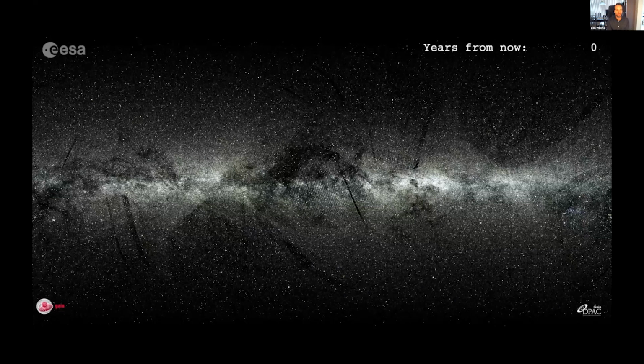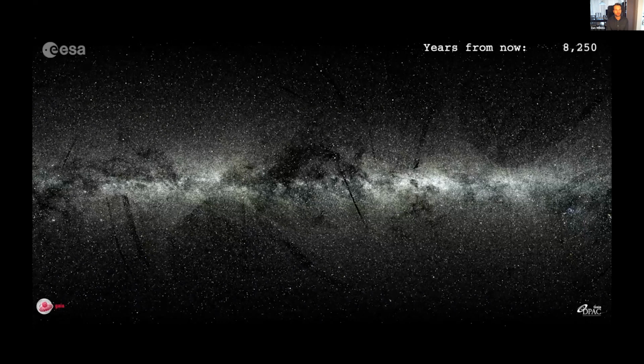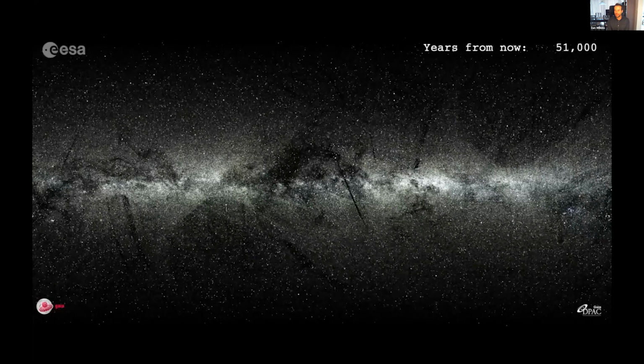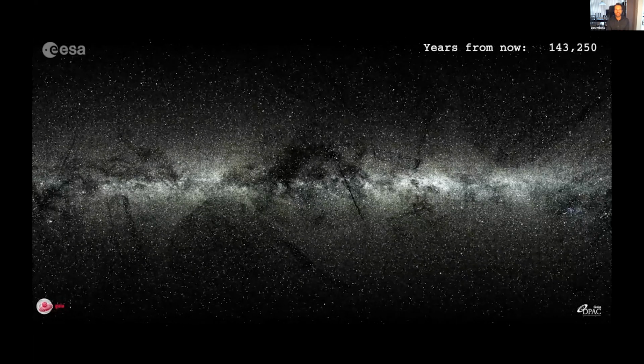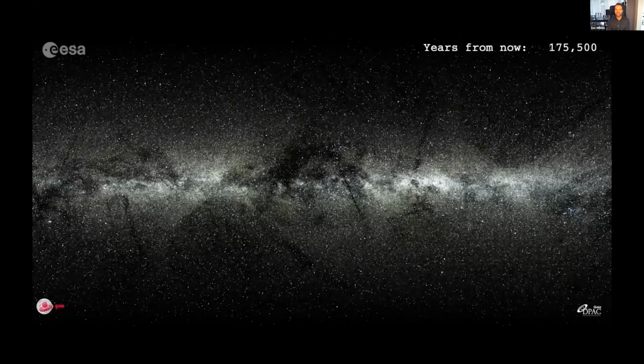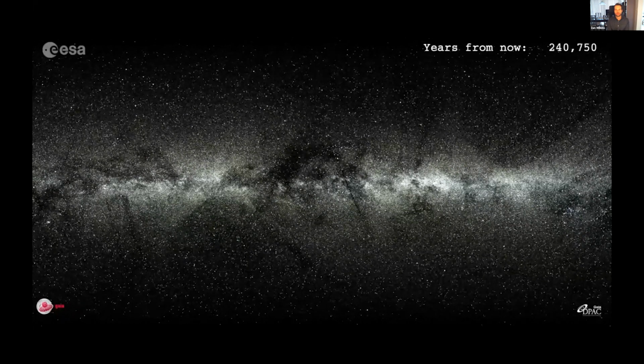In particular, look at the constellation of Orion, which if you're careful, you can just see on the far right-hand side of the image, just below the band of the Milky Way in the center. See how as the stars move, the constellations that we know gradually fly apart.